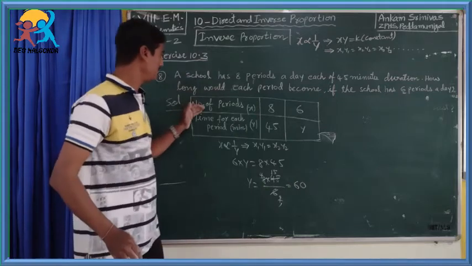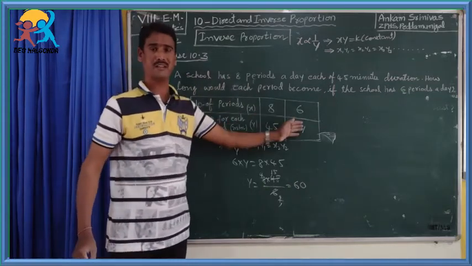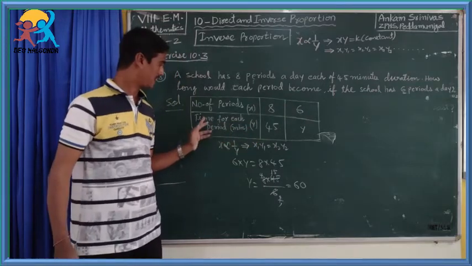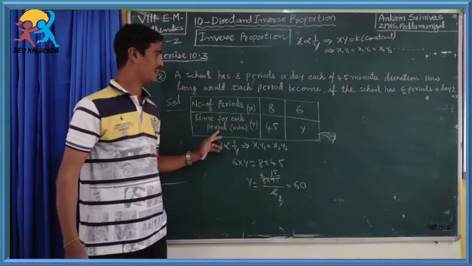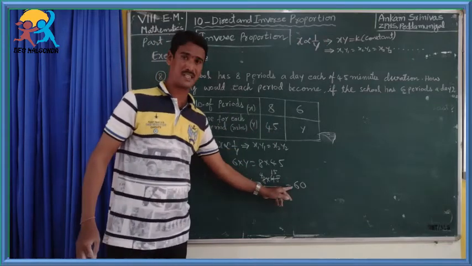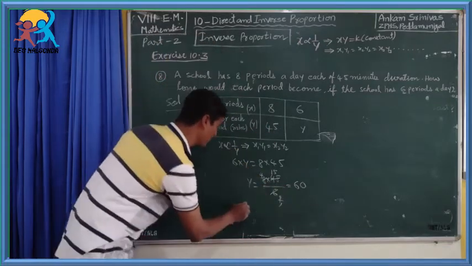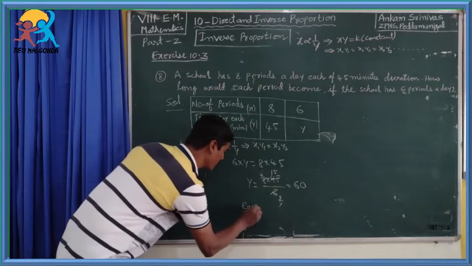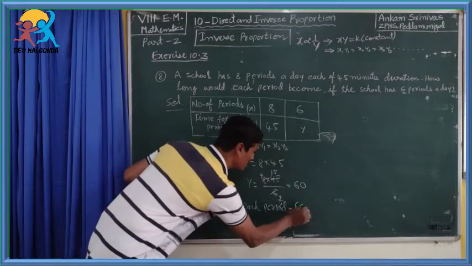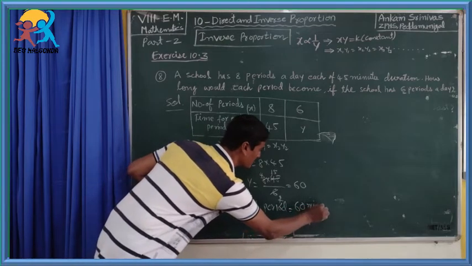So if the number of periods in the school timings is decreased, then the time of each period will increase from 45 minutes to 60 minutes. So each period will take 60 minutes.